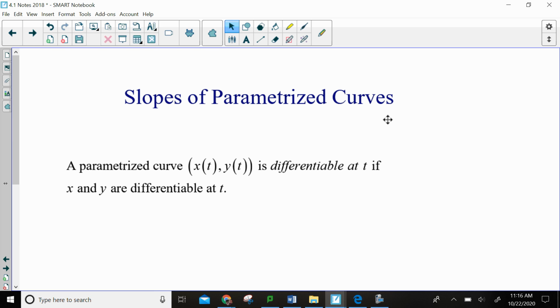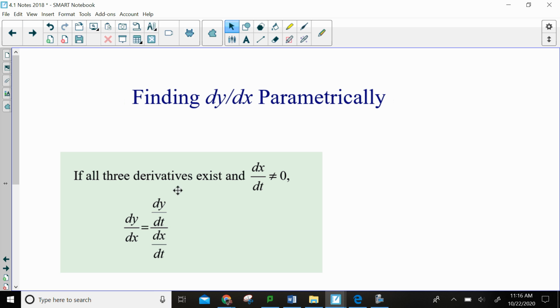Slopes of parametric curves. Parametric curves are defined as x of t comma y of t, and it's differentiable at t if x and y are differentiable at t. How we find it is basically we find the derivative of y with respect to t, that goes on the top, and the derivative of x with respect to t, that goes on the bottom. So I just think y's on the top, x's on the bottom. I find the derivatives of each, not using quotient rule, which is nice, and then simplify it down.